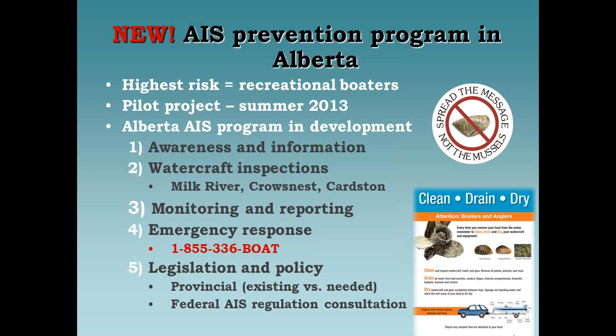Secondly, we did some pilot watercraft inspections over the summer at 3 locations: Milk River, which is just north of Coutts border, which is where lots of those boats are coming through; Crow's Nest Pass on the BC side; and then Cardston is also another close to a border crossing. And they inspected over 300 boats. We had 6 summer students working on it, and a lot of those boats were high risk. So I think 15 to 20 were identified as boats that came from areas that had quagga or zebra mussels, so that's pretty significant.